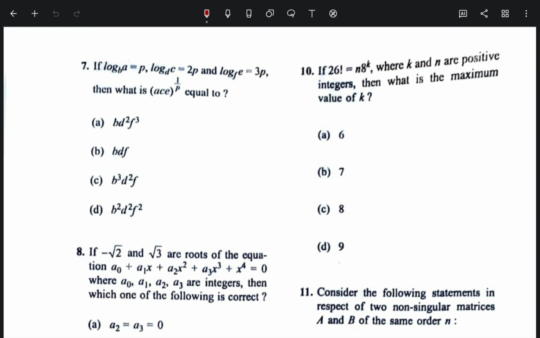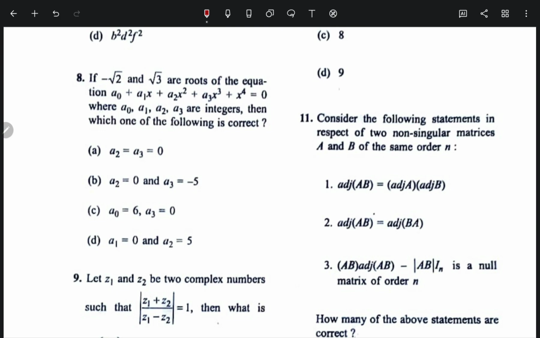So for 7, this is just a property. B power P is equal to A, C power 2P is equal to D power 2P equal to C, F power 3P is equal to E. You apply these 3 things for A, C, E and take the power of 1 by P, you get the A option.